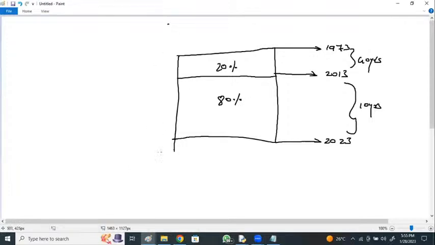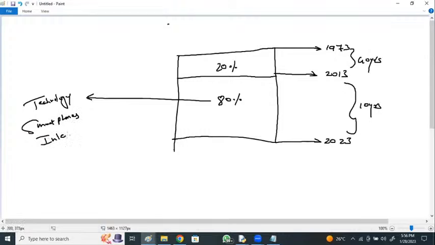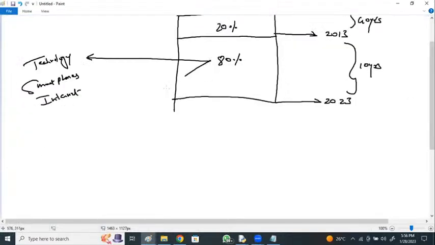The reasons for huge data generation, especially in the last 10 to 15 years, are the usage of technology, smartphones, and the internet, because of which huge data is getting generated. And also, what are the main sources from where this data is getting generated? Mainly three sources of data, right?